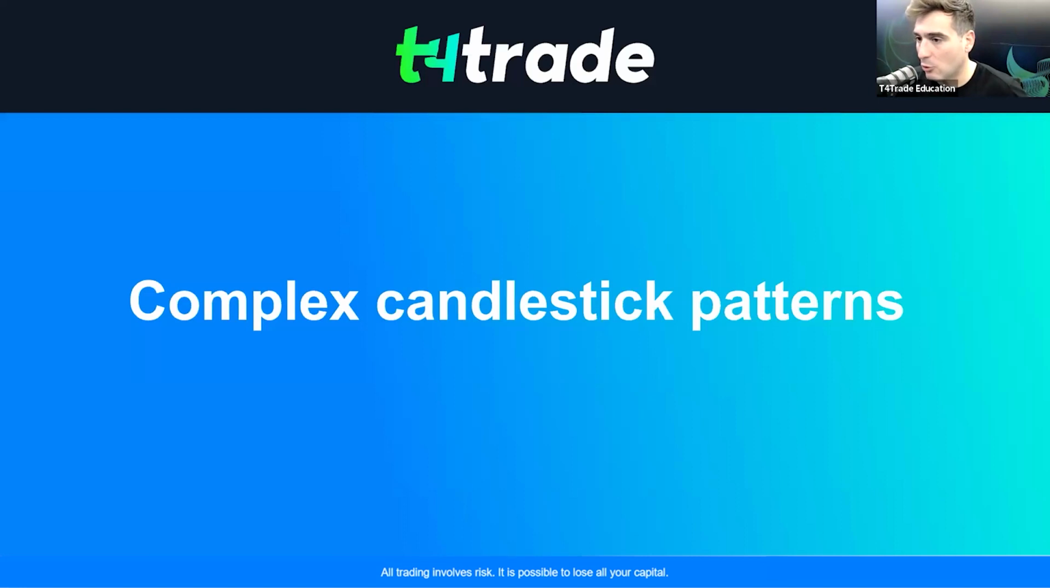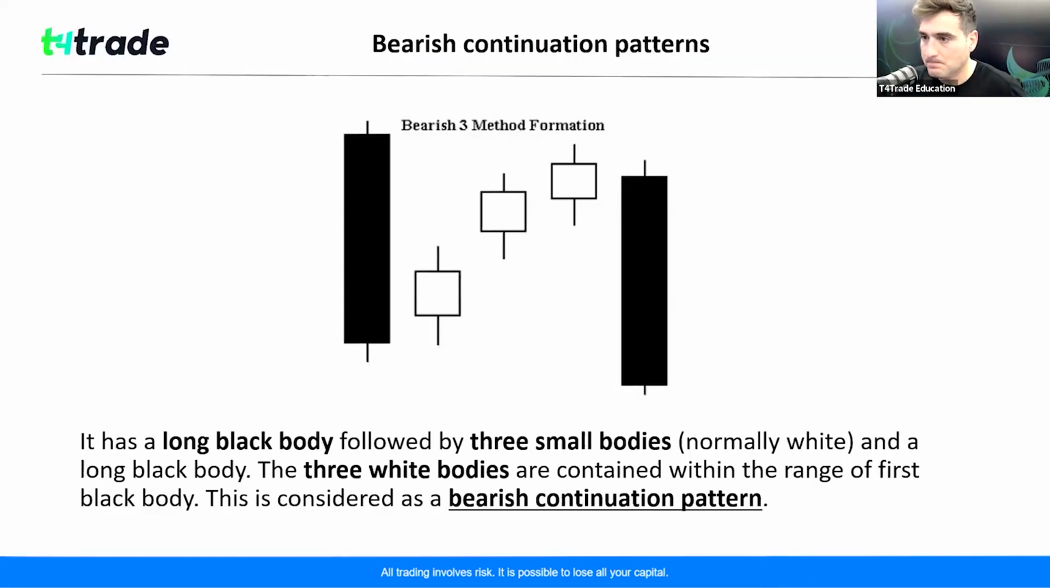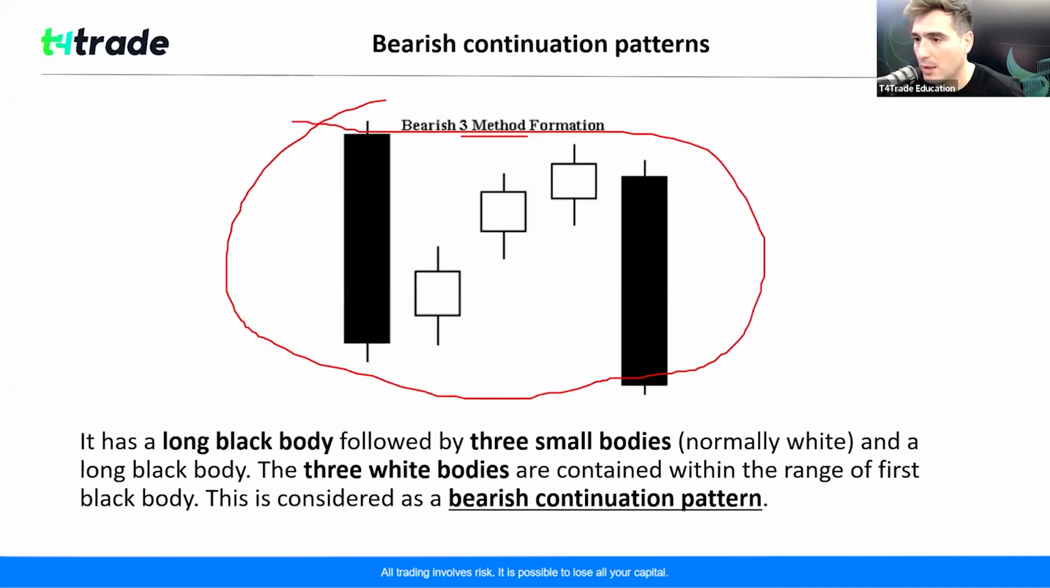So we have complex candlestick patterns. This is what we call the bearish three method. This is what this kind of formation is called, three method. Primarily three method is in regards to this. Okay. So it has, in a sense, a long black body, meaning a red candle, so a bearish candle. So this is a bearish candle.